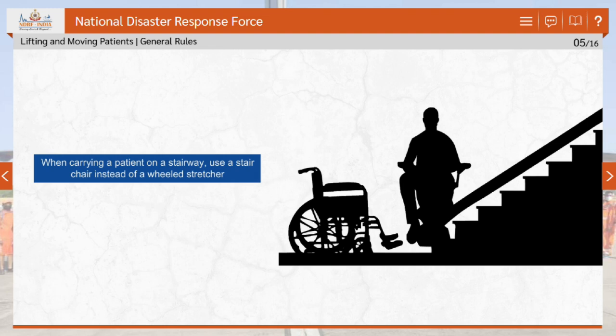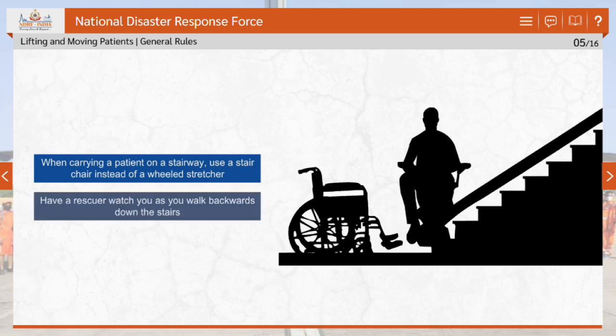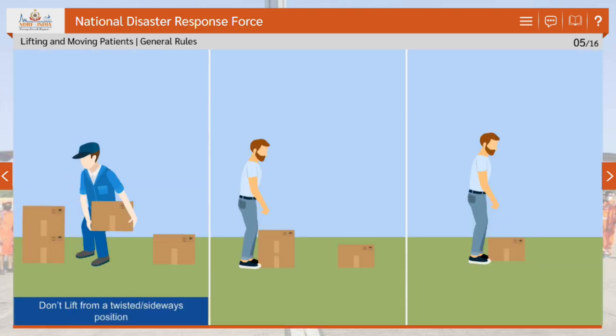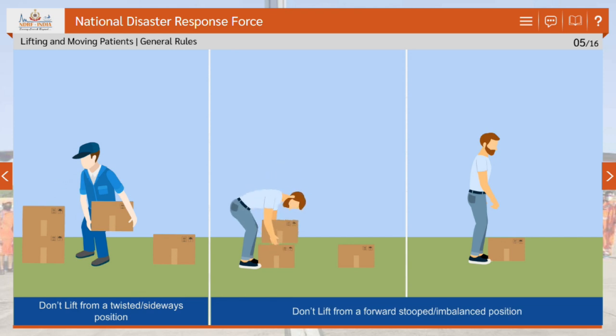When carrying a patient on a stairway, use a stair chair instead of a wheeled stretcher. Whenever possible, have a rescuer watch you as you walk backwards down the stairs. Do not lift from a twisted or sideways position. Do not lift from a forward stooped or imbalanced position. Apply these principles for lifting, pulling, pushing, carrying, moving or reaching.